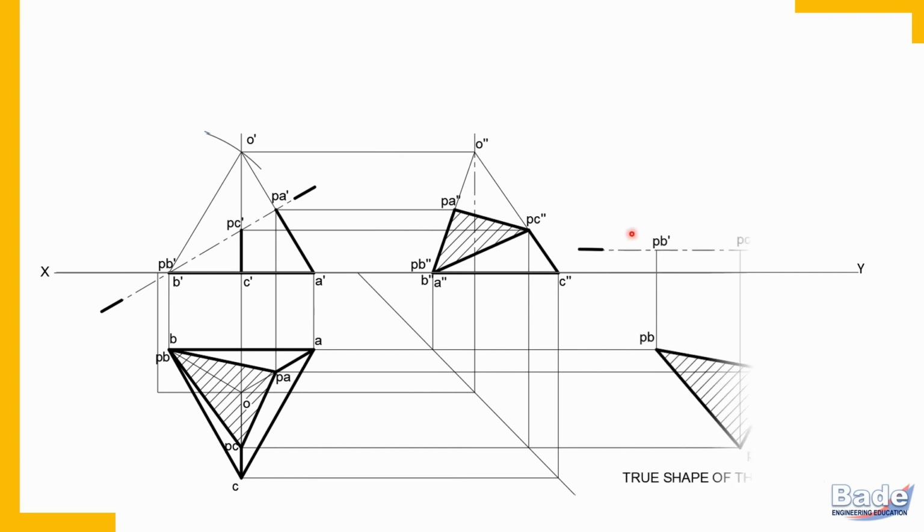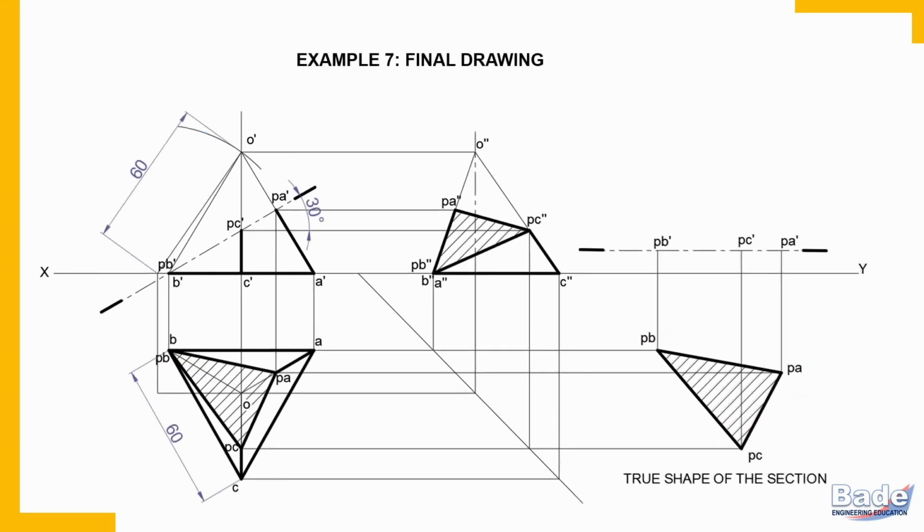And now make cutting plane line parallel to XY line. And from adjacent PA, PB, and PC, this is how you draw projectors, and front view to top view vertical projectors, and there's true shape of the section. Final drawing, that is insert all dimensions.